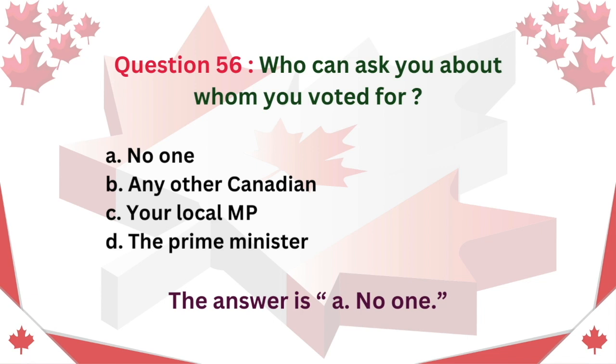Question 56. Who can ask you about whom you voted for? A. No one. B. Any other Canadian. C. Your local MP. D. The Prime Minister. The answer is A. No one.